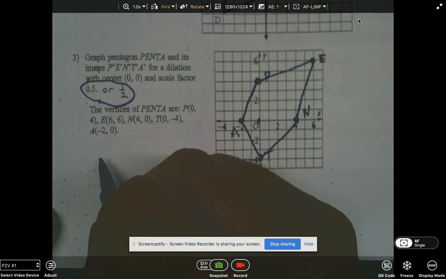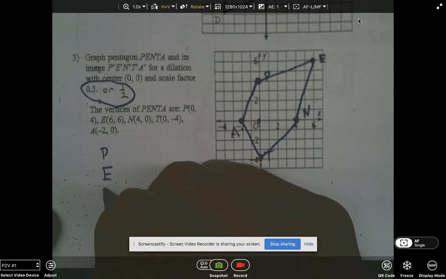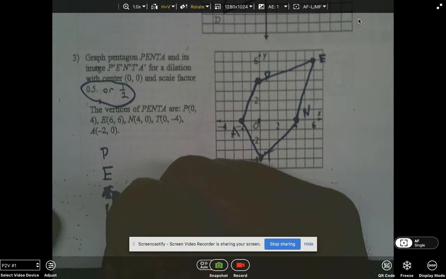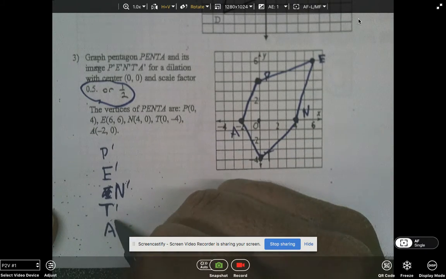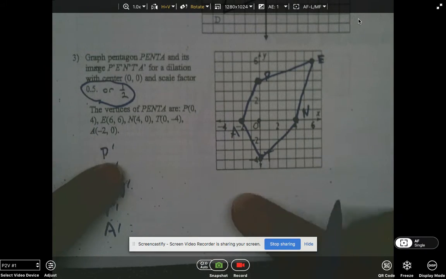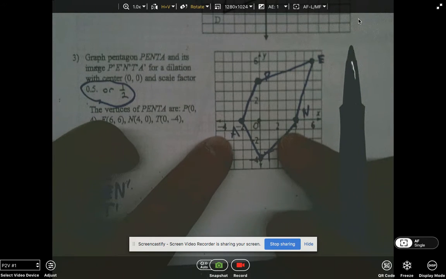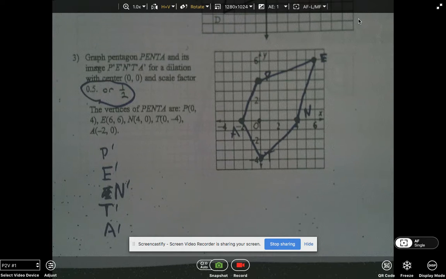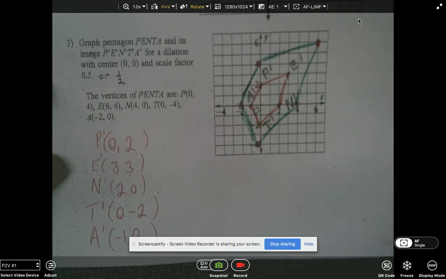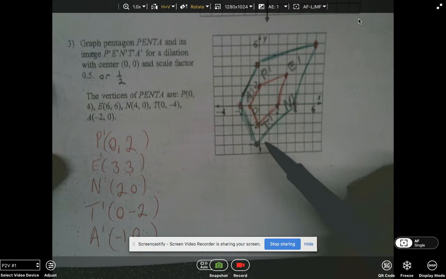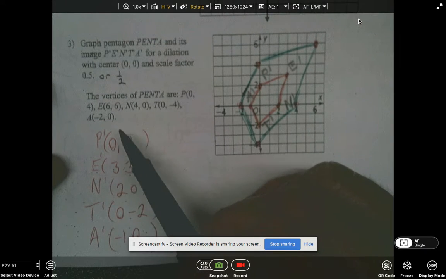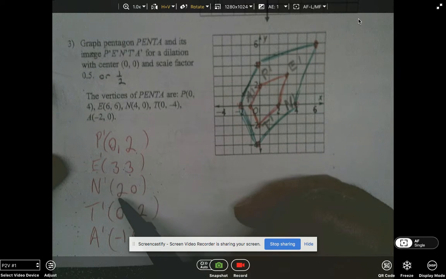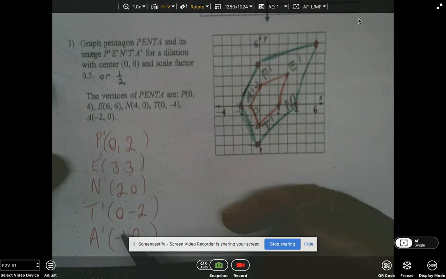All right, so I'll pause the video again, and I'm going to see if you can, sorry, let's make that an N, a T, A. So we have P prime, E prime, N, T, A prime. See if you can rewrite the coordinates, make them half as big, and then graph them here. All right, if you did that right, did you get this for an answer? So hopefully you did. This was our original PENTA, and then this is P prime, E prime, N, T, and A prime, and they got half as big. So it went 0, 2, 3, 3, 2, 0, 0, negative 2, and negative 1, 0.